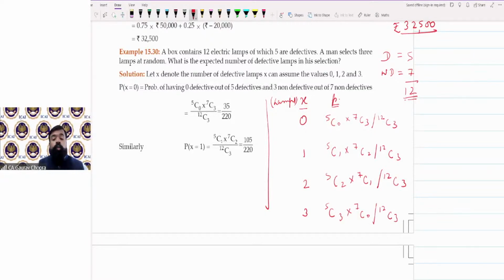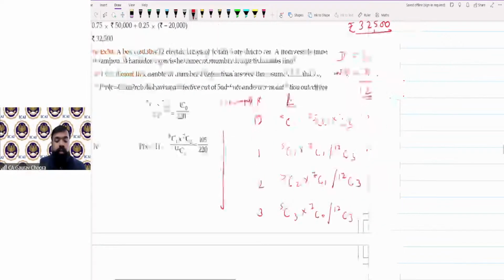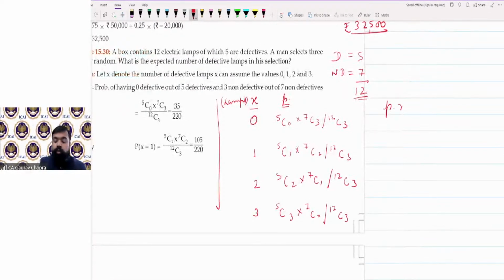So in this way, we can calculate the probability. And at last, what we have to do, P into X, that is multiply them. You can multiply and get the result. So this will be the expected value. So in this way, you can easily calculate.